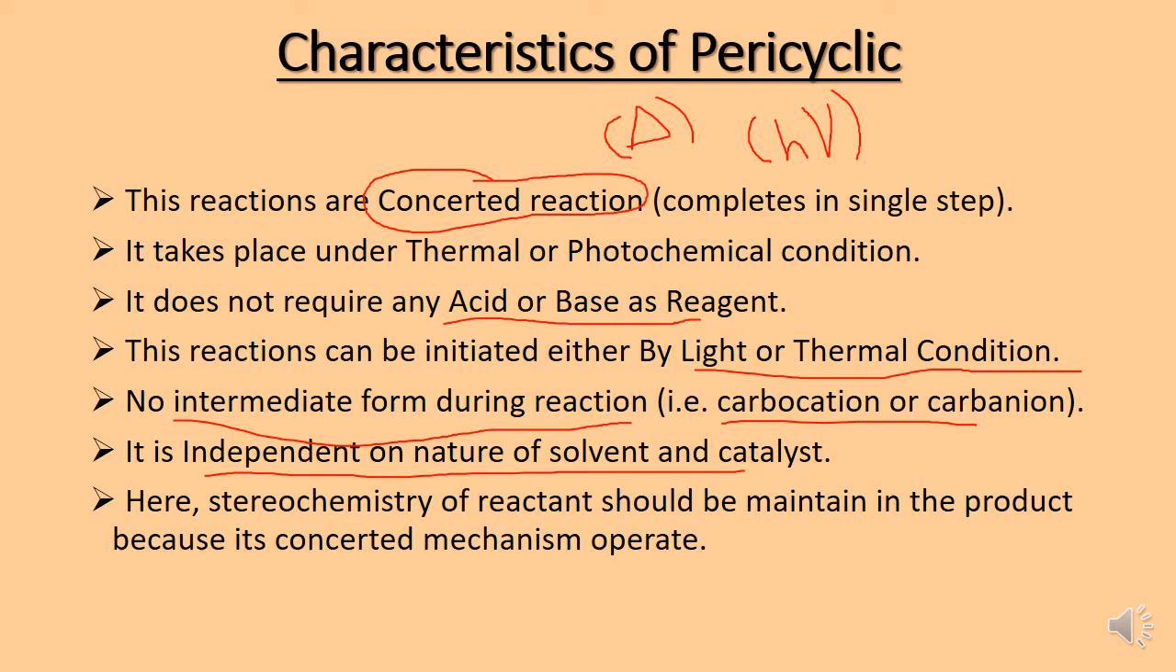Here the stereochemistry of the reactant should be maintained in the product because a concerted mechanism operates. So the above statement tells that if in the reactant we take cis geometry, we will get the cis product. If you take trans geometry, then you will get the trans product, because the stereochemistry of the reactant molecule is maintained, meaning the same in the product. If you take cis, you get the cis product. If you take trans, you get the trans product.